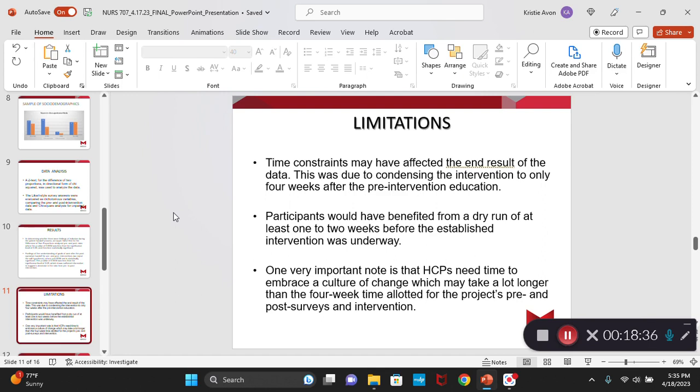But those fears were allayed once we discussed in huddles, which were very important and very helpful for this intervention, that this was not going to happen. If anything, if they were going to use this tool, it would be an adjunctive tool to what they were already using. We all know that a very important note is that healthcare professionals need time to embrace a culture of change, which may take a lot longer than 4 weeks that are allotted for the project's pre and post surveys and intervention.